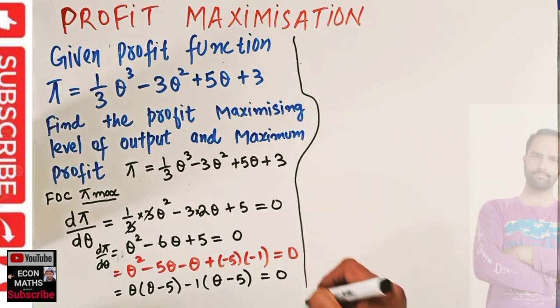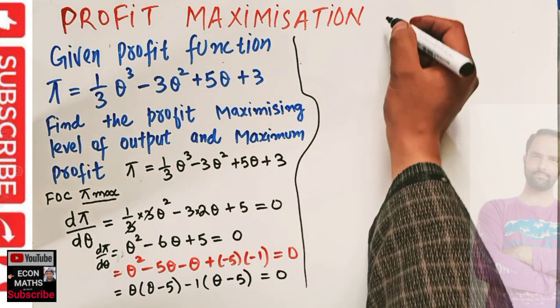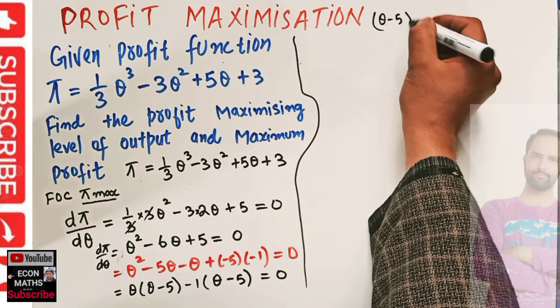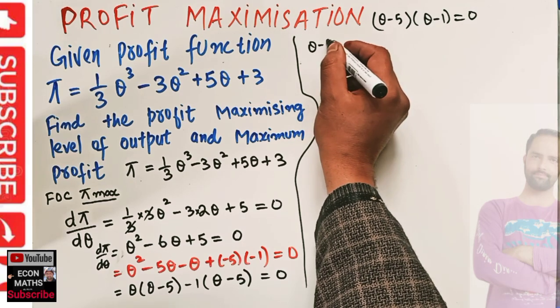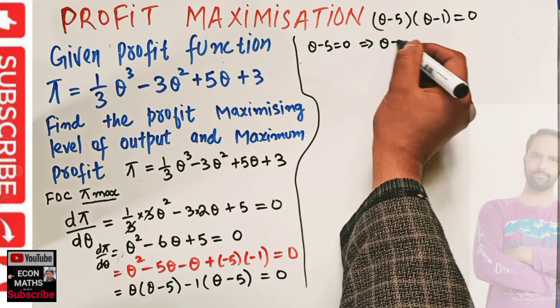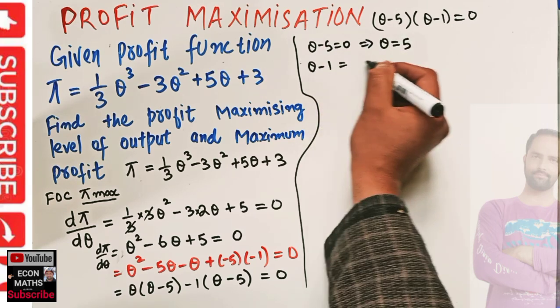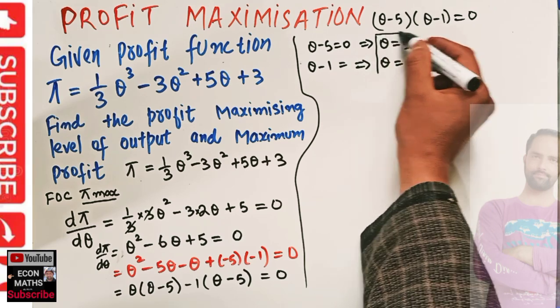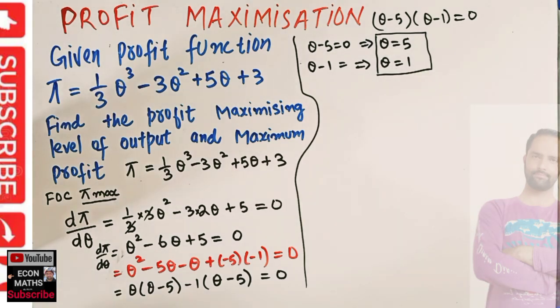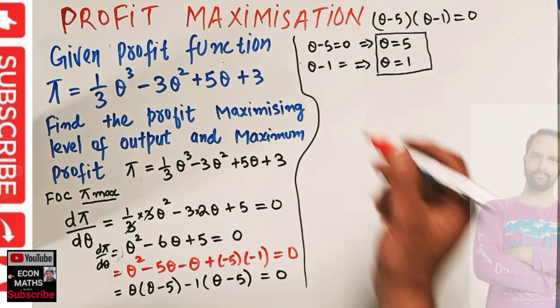This implies we take q minus 5 common. If I take q minus 5 common, I will be left with q minus 1, and we set it equal to 0. It means either q minus 5 is equal to 0, which gives us q equal to 5, or q minus 1 is equal to 0, which implies q is equal to 1. So we got two values which satisfy the first order condition. We need to find out which of these two output levels in fact maximizes our profit. For that we need to take the second order condition.